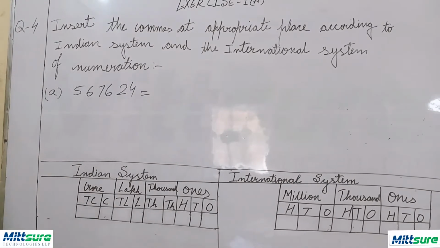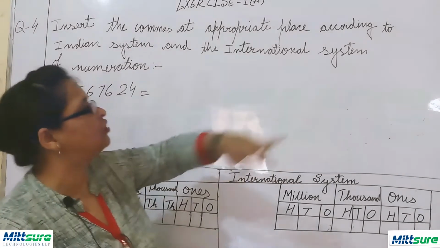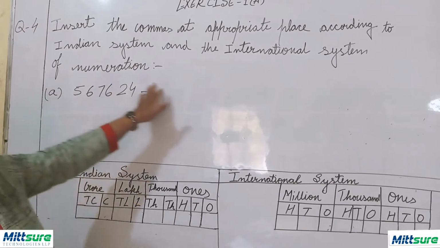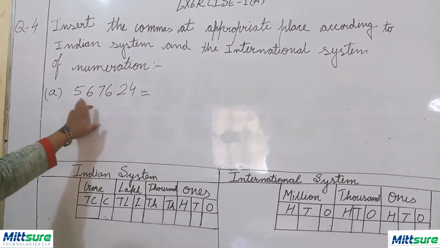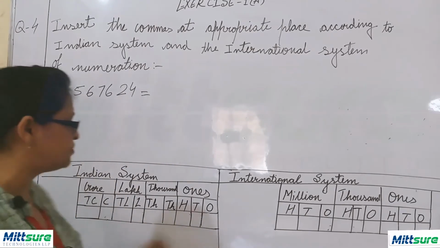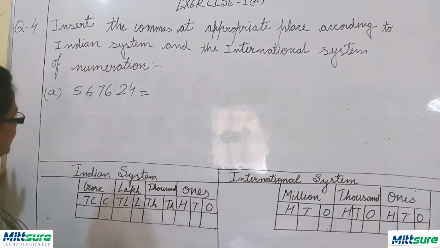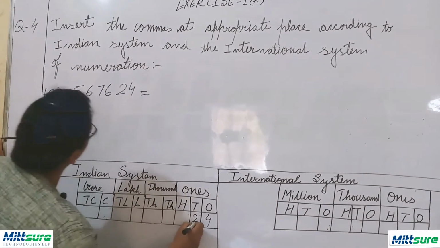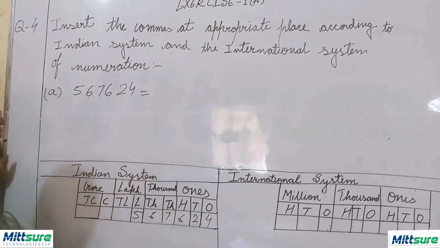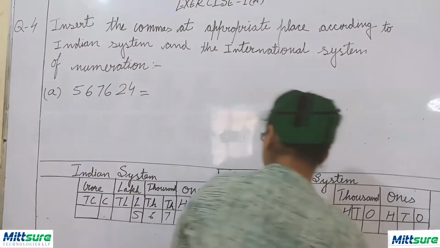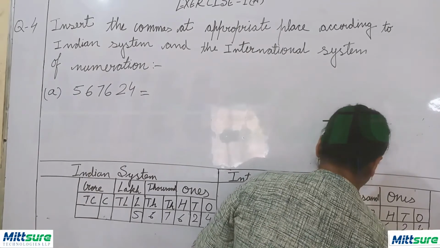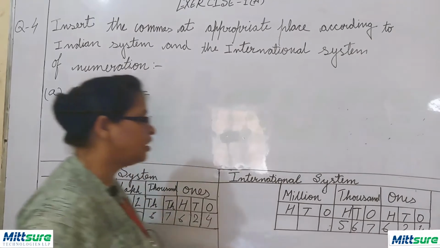Question 4. Insert the commas at appropriate places according to the Indian system and the international system of numeration. Now the number is 567624. I will put the number in both the Indian system and the international system. The same number I will insert in the international system. Now we know.